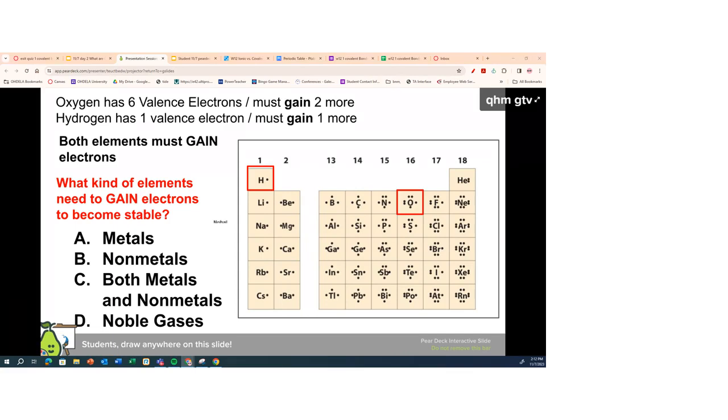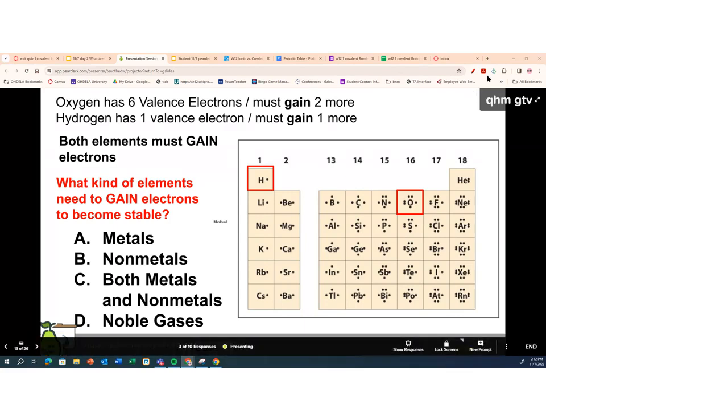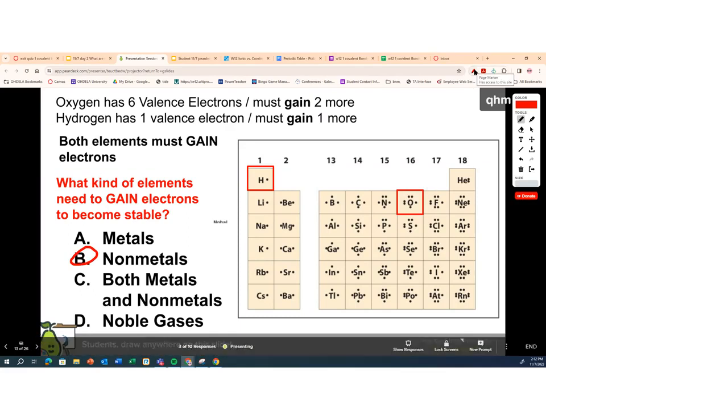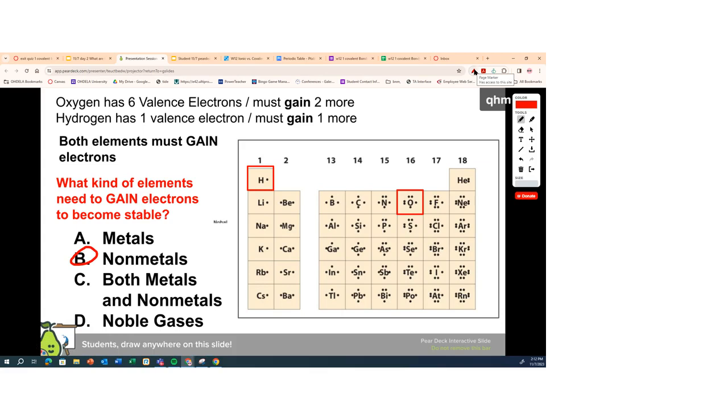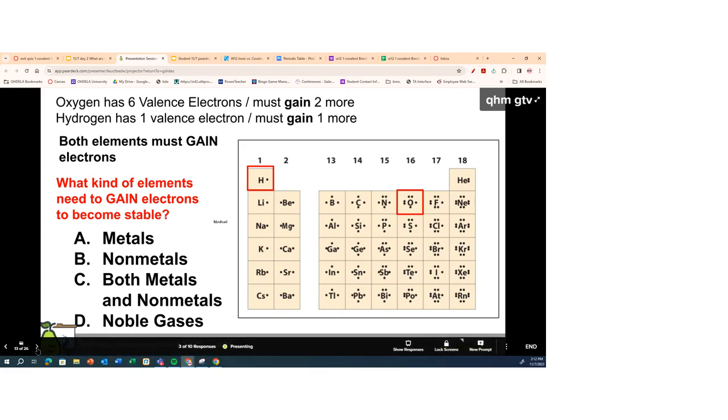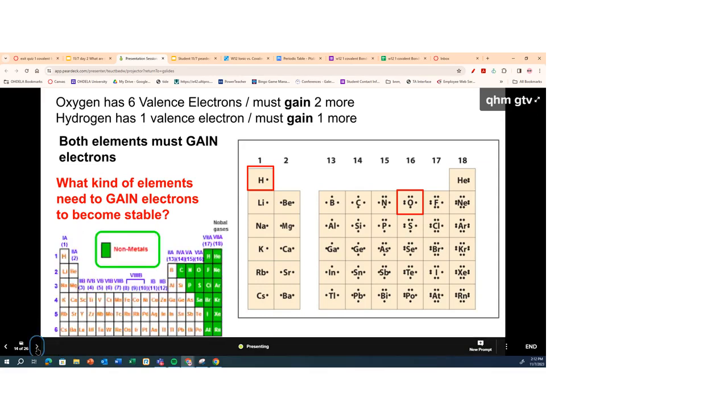Mariana, thank you. Okay. So this is a non-metal thing, right? Non-metals gain. Metals lose. Okay, so that's why we're talking about covalent bonding, because we're putting together non-metals. So if you can remember anything, non-metals are the covalent. All right, so here it says what kind of element gains? It's the non-metals, the green and the hydrogen, right?